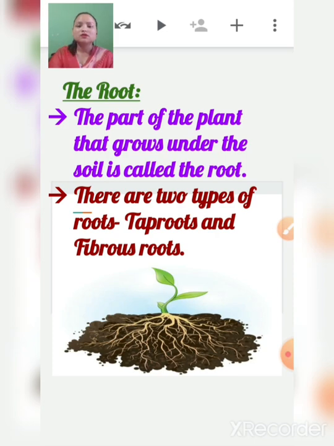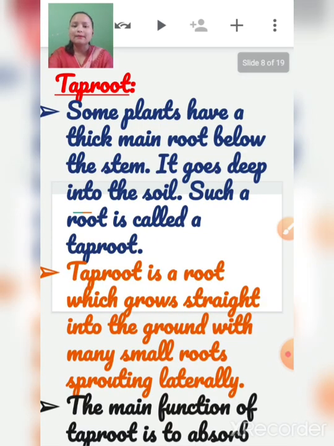There are two types of roots: tap roots and fibrous roots. How many types of roots are there? Two types of roots, tap roots and fibrous roots. So root is what, children? Root is a part of a plant that grows under the soil, and it has two types: tap roots and fibrous roots. Now let's see what is tap root.